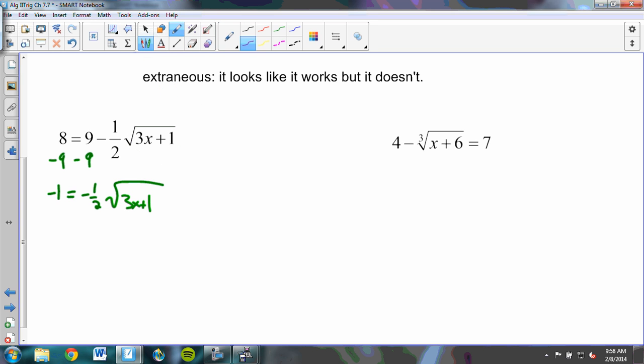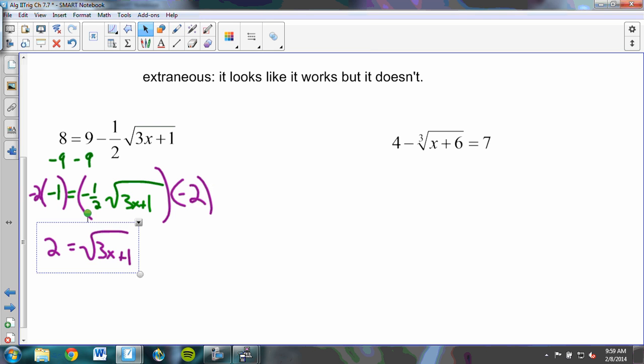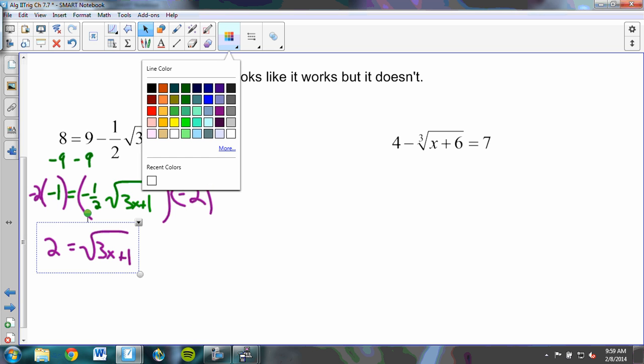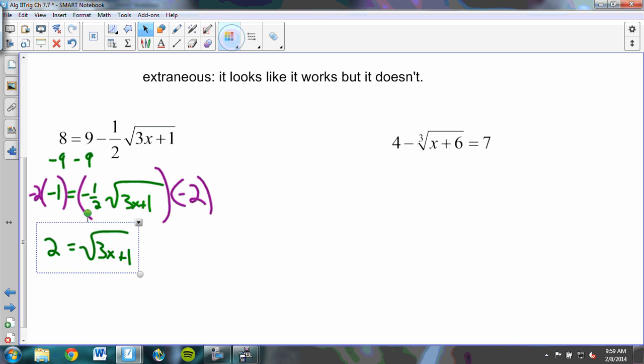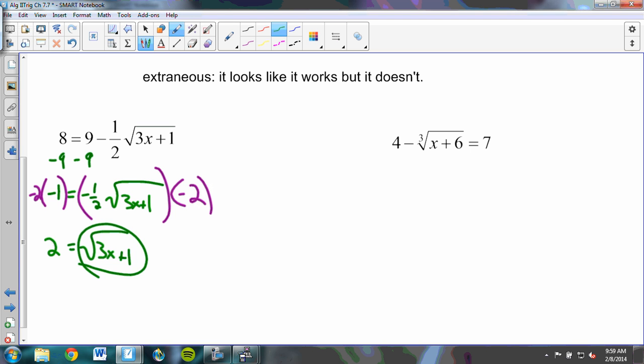So I'm going to multiply both sides by the reciprocal of -2. That gives me 2 equals the square root of 3x plus 1. Now I can put that in green, try and keep my colors the same. I want to get rid of the square root now. I've got the square root by itself. So I want to get rid of that square root. So I'm going to square both sides.